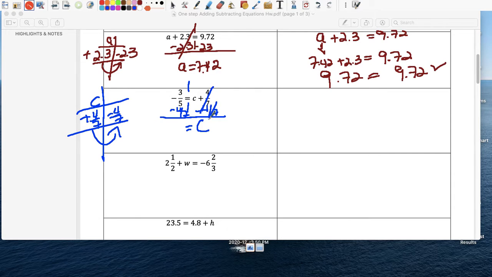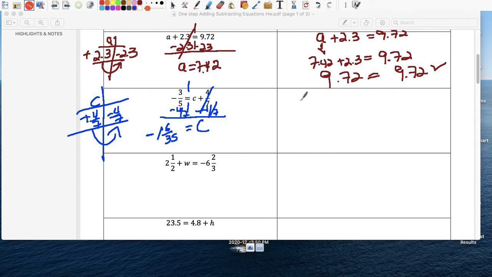Is it 3/5? And we're going to get 4/7. That's going to give us negative 1 and 6/35. Okay, negative. No, that's fine. Yeah, negative.